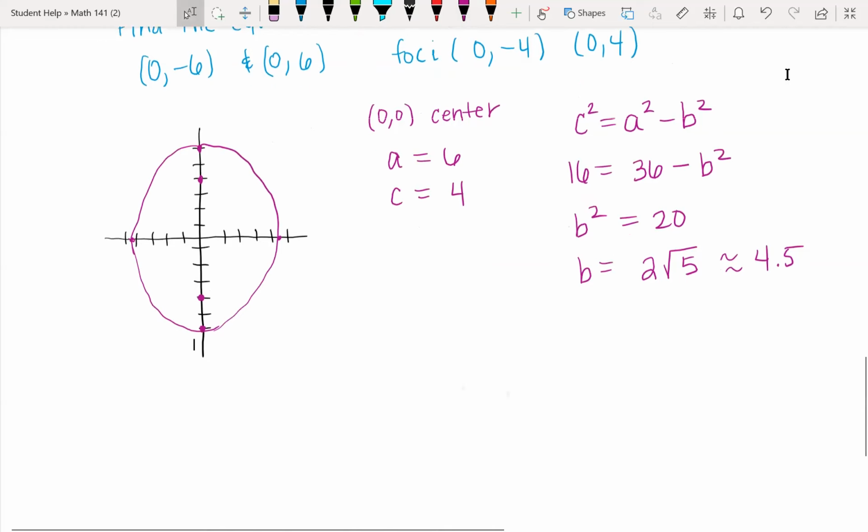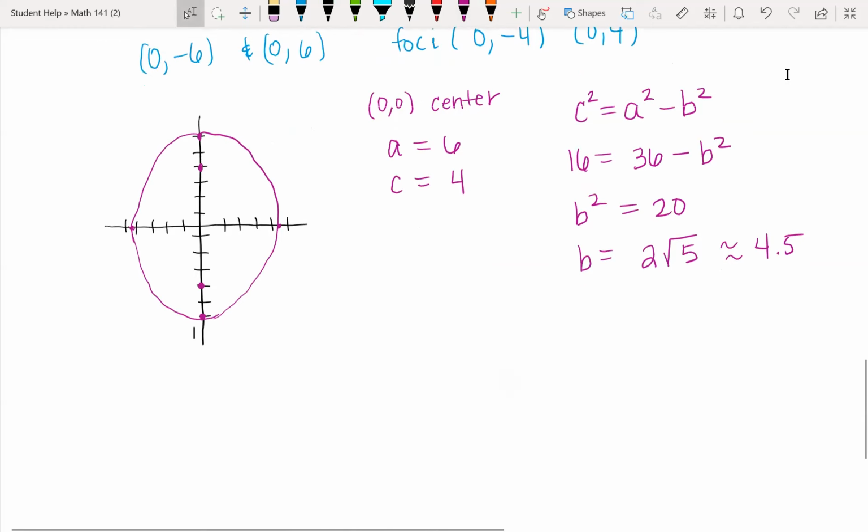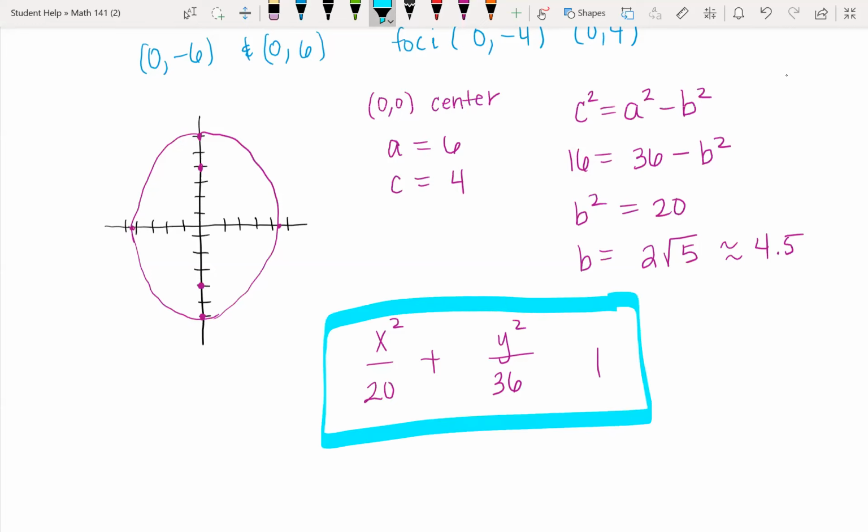All right. So now we need our equation. The center's at 0, 0, so we'll have x squared and y squared in the numerators, 1 on the right-hand side. A, we said, was 6, and that's going to be in the direction of y, so 36 will go here. And then B was 2√5, so that means we're going to put 20 here. So this is, I forgot my equal sign. This is the equation of our ellipse.